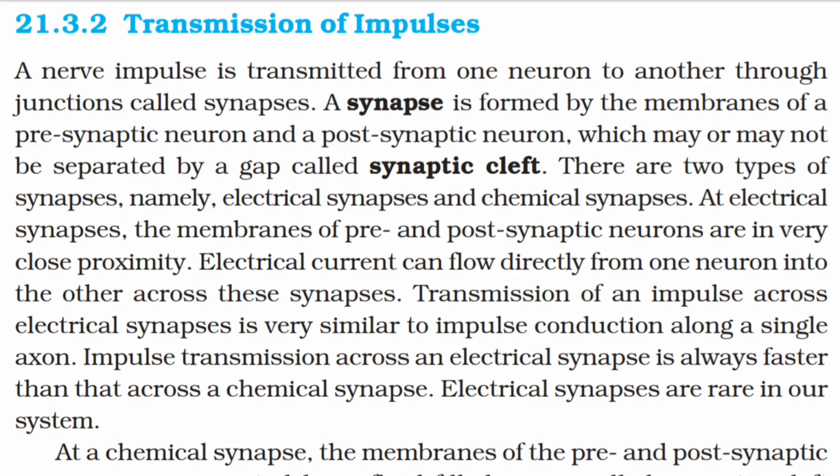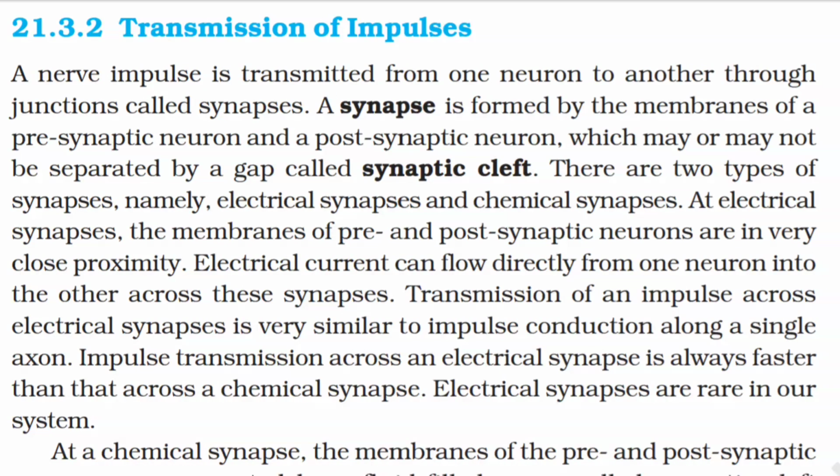21.3.2 Transmission of impulses. A nerve impulse is transmitted from one neuron to another through junctions called synapses. A synapse is formed by the membranes of a presynaptic neuron and a postsynaptic neuron, which may or may not be separated by a gap called synaptic cleft. There are two types of synapses, namely electrical synapses and chemical synapses.